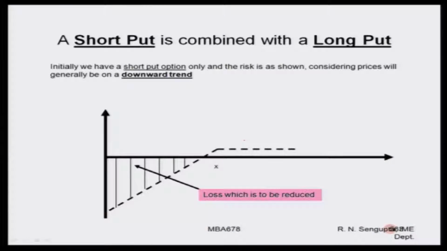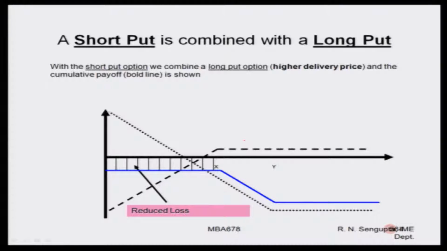Short put position on a downward trend, the loss is given, x is the delivery price. You combine with a long put position where the delivery price is higher. Initially you had the triangle as the loss, now it is the rectangle one, so obviously the loss increases. But remember one thing, our main concern was on a downward trend. If the downward trend is true, then obviously you will see the loss given by the bold blue lines is less than the case when you had the triangle.